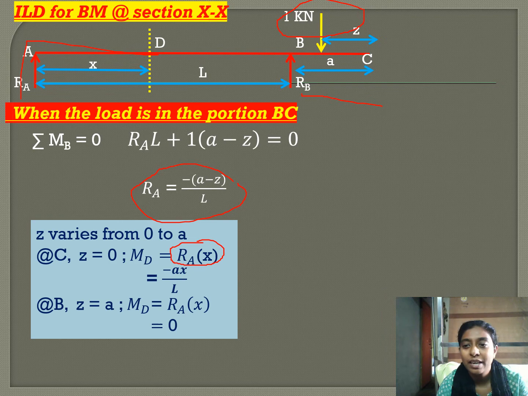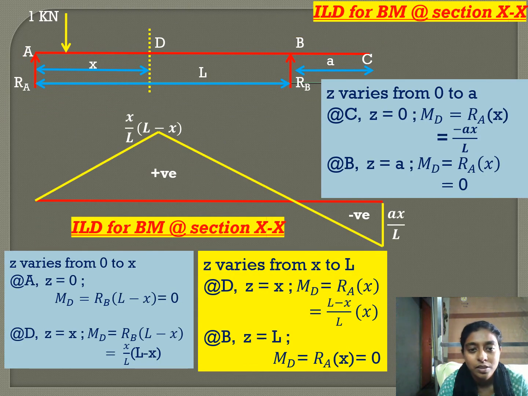So we are substituting and finding the value. Now, the first part is from 0 to X. The value for the bending moment is x by L into L minus x. So we are drawing the bending moment. It starts from 0 to x by L into L minus x.